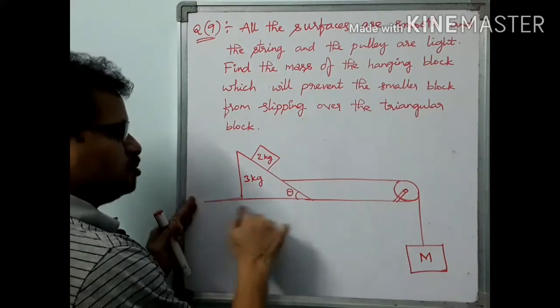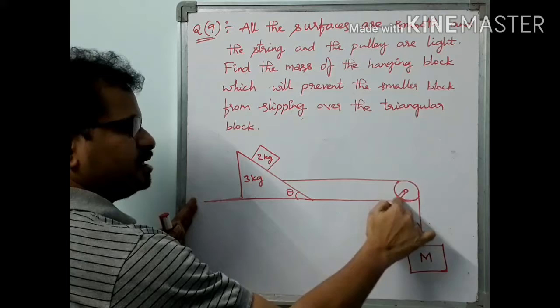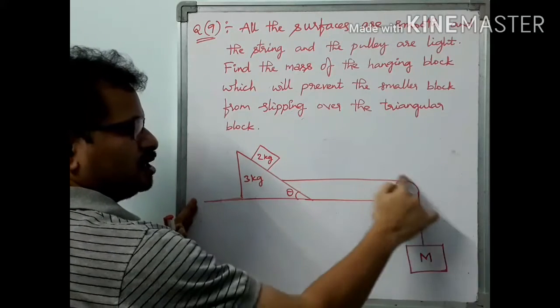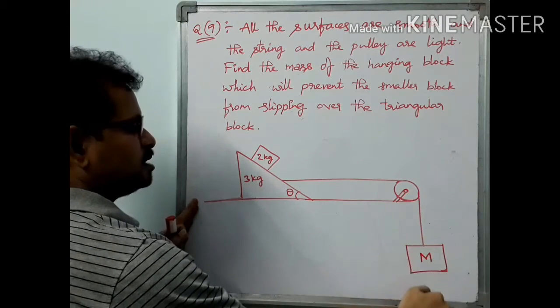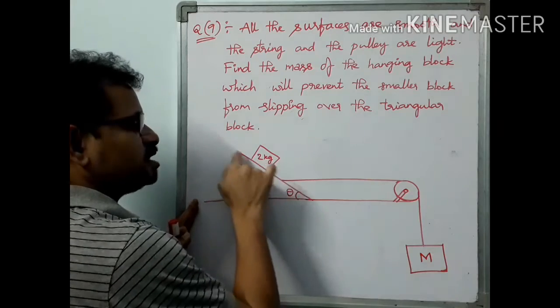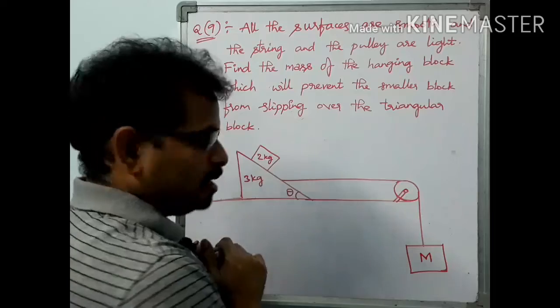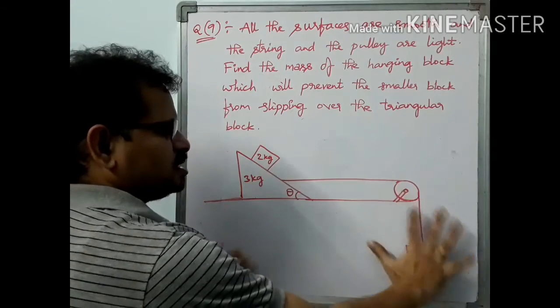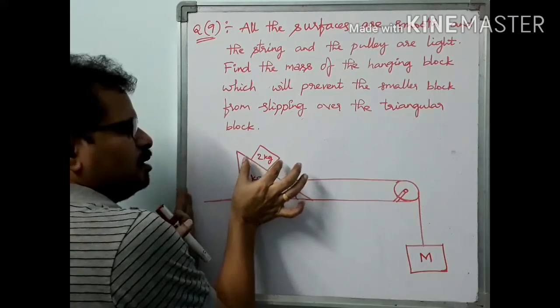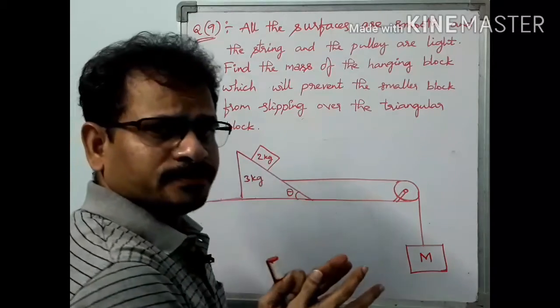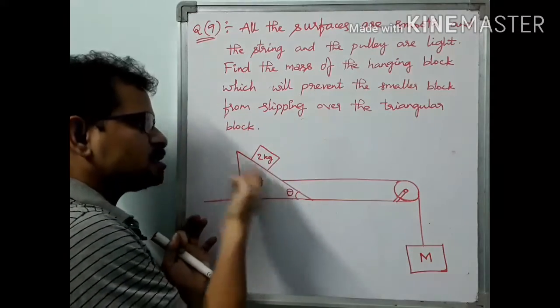See here, a smooth table is there, a pulley is attached here. Over this pulley, a rope, this mass is attached here, a smooth wedge is attached here. On this smooth wedge, a 2 kg block is placed. See, if this rope is not there, if the 2 kg block is placed on this wedge, immediately what happens? It slips down because this is a smooth surface.